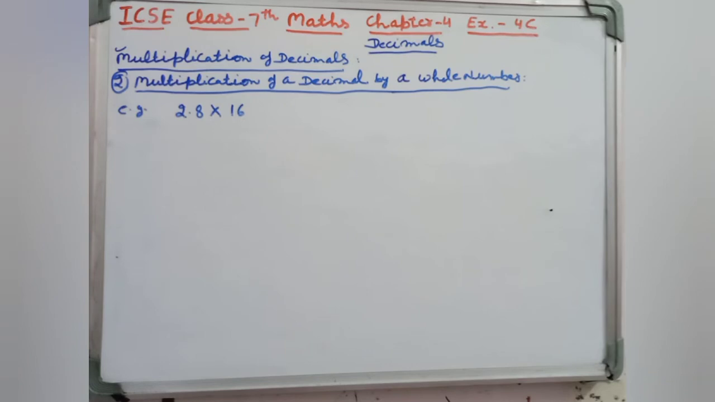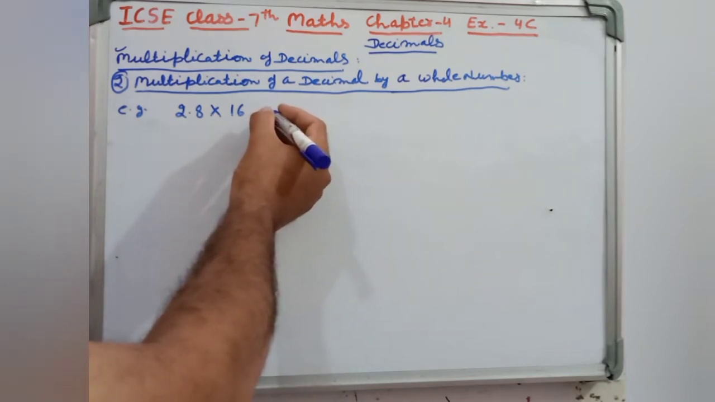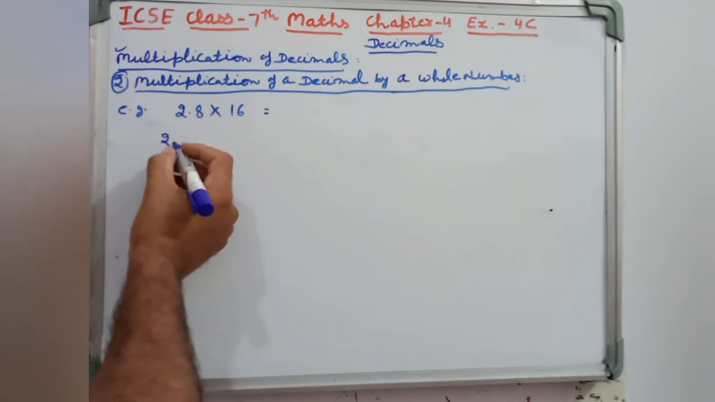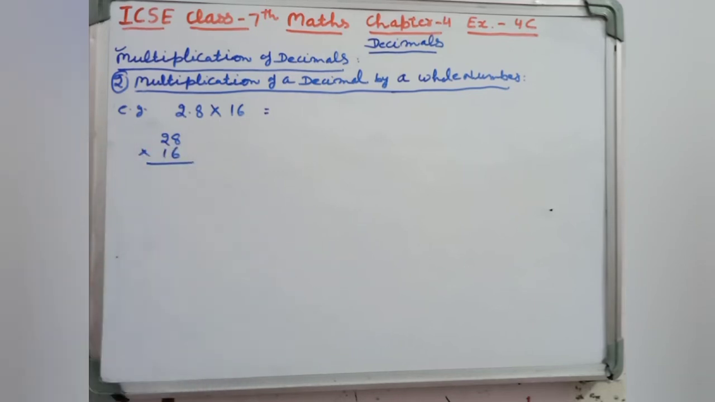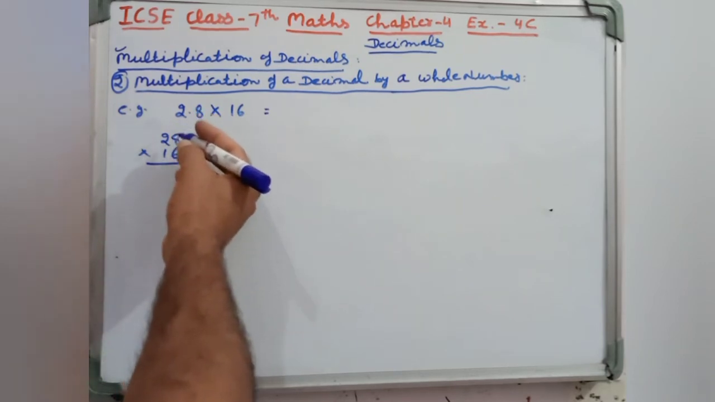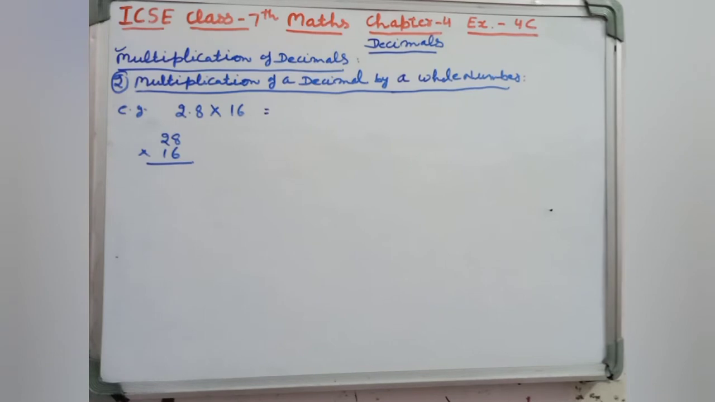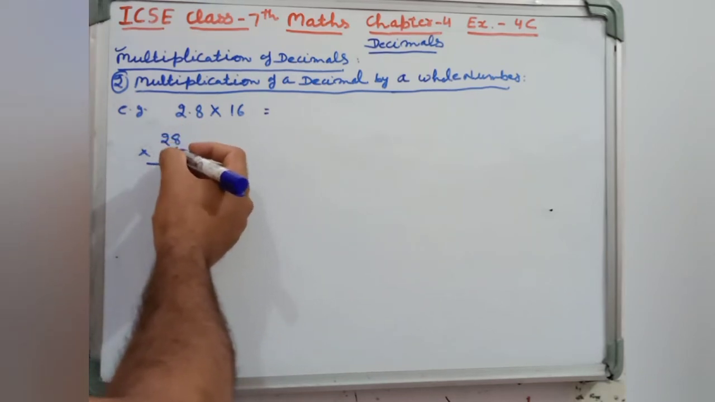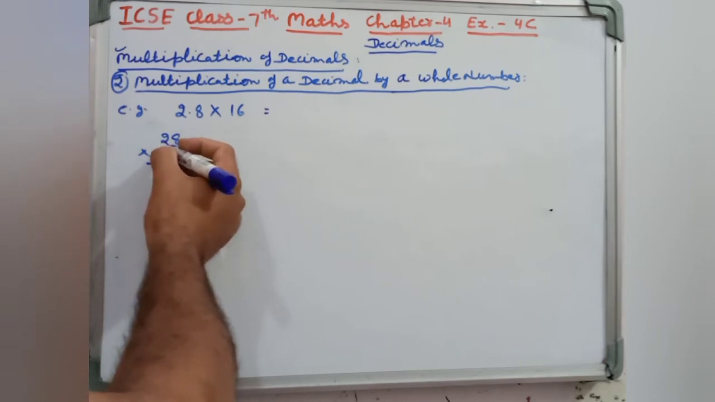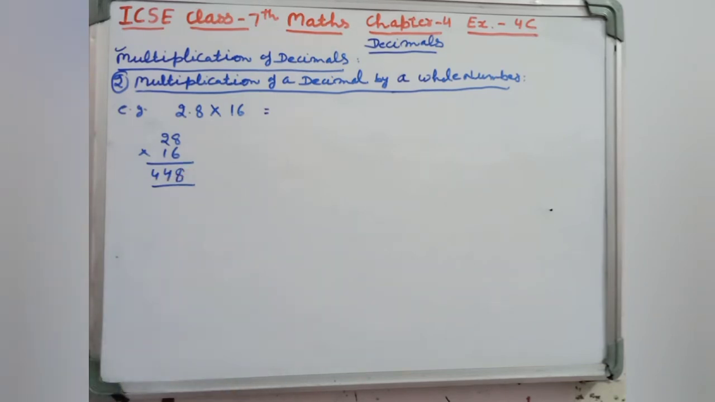So students, no need to panic here. Multiply this number without the decimal, right? I can do it by shortcut. You will do it the long, traditional way. So 8 6s are 48, 4 6s... 2 6s are 12, 12 plus 4 is 16, 16 plus 8 is 24, 2 2s are 4. So our answer will become 448. Now we have to put the decimal in it.